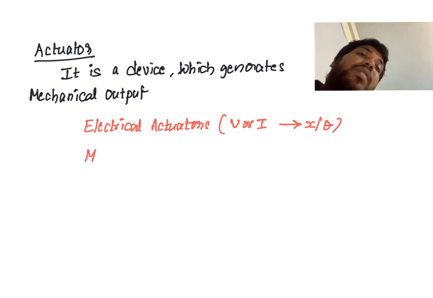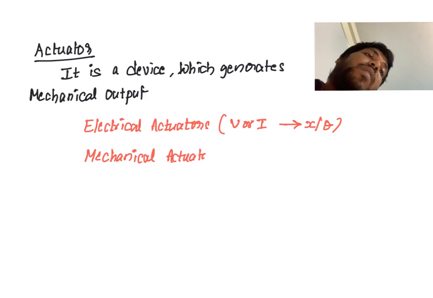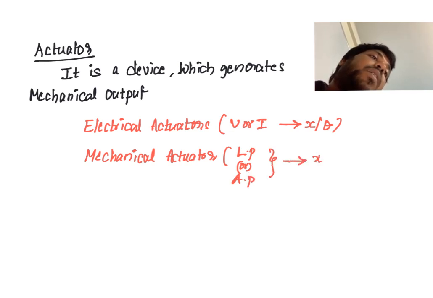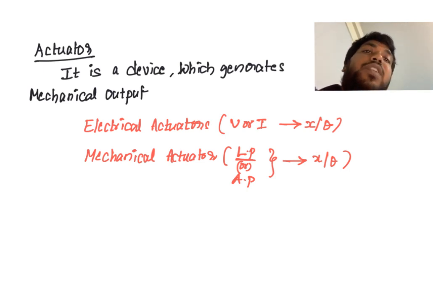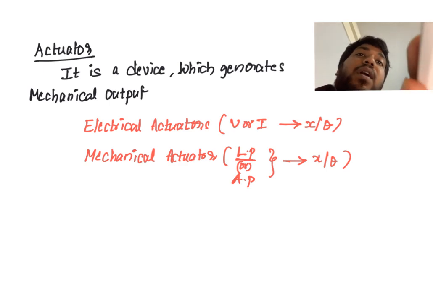The second category is mechanical actuators. These devices are going to convert either liquid pressure or air pressure into linear displacement or angular displacement. If the liquid pressure energy is converted into linear displacement or angular displacement, then it is called a hydraulic actuator. And if air pressure is converted into mechanical output, then it is called a pneumatic actuator. So with this, I conclude the topic of actuators.